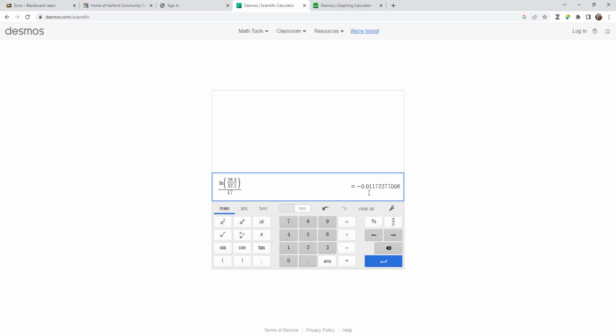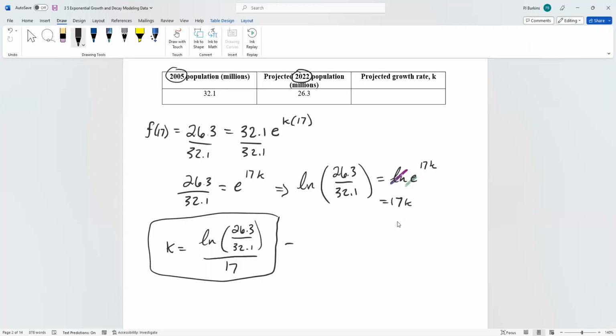So to 4 decimal places, we have 0.0117 and actually negative. Let's go back to Word. Here we are. So this is negative 0.0117. So for k up here, we're going to put negative 0.0117. Now notice that that is negative. So that means that this isn't actually a growth rate. It is actually a decay.